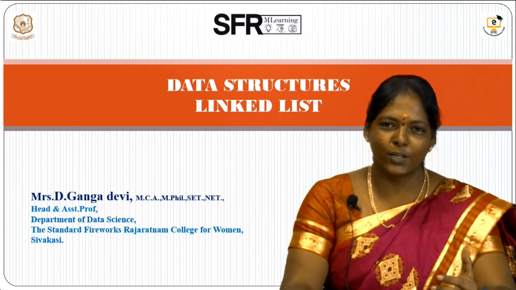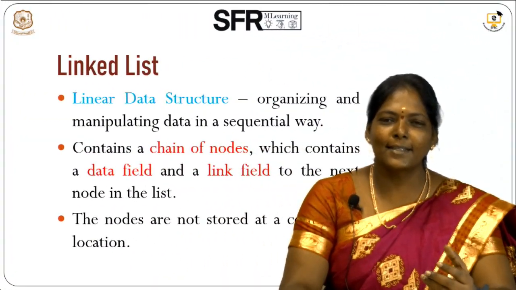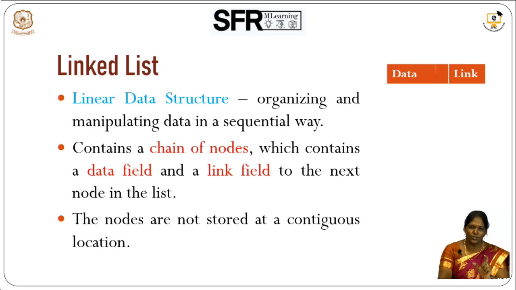Through this video we are going to see what a linked list is. So what is a linked list? It is one kind of linear data structure. What do you mean by structure? The data is stored in a linear way, that is, organizing and manipulating the data in a sequential way. Here in a linked list we have two fields for every node.